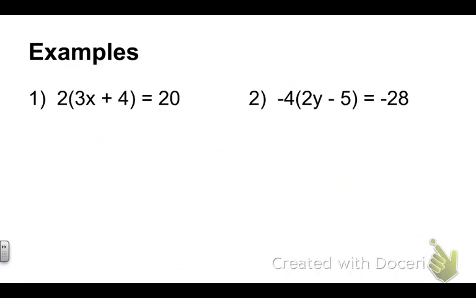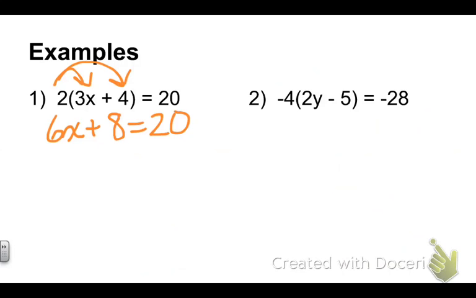So, for example, 2 times 3x plus 4 equals 20. So, same thing. Do your multiplication. Take that outside number, multiply it by everything inside. So it's going to become 6x plus 8 equals 20, and then guess what? Now you've got a two-step equation. So get rid of whatever's being added or subtracted to the variable. Do that on both sides of the equal sign to balance it out.